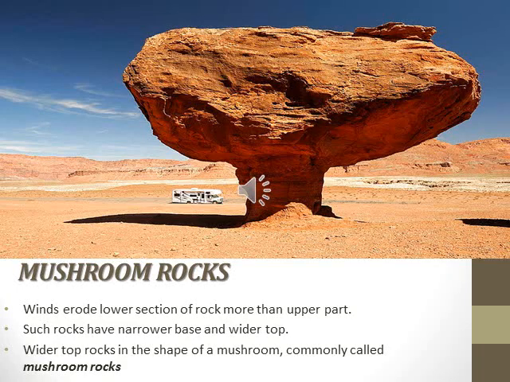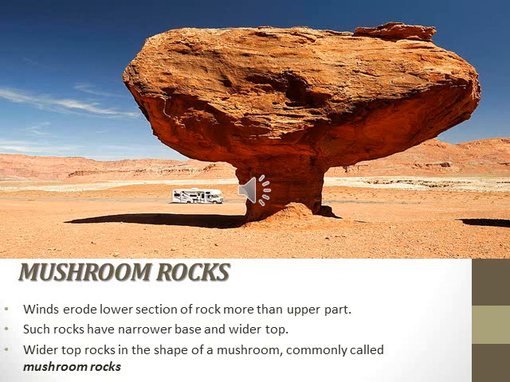The first landform is the mushroom rock, which is seen in the desert region. When the wind blows in one direction, it erodes the lower section of the rock more than the upper part. The rocks in the desert region are sometimes made of hard and soft rocks. The upper part is hard and the lower part is soft. So when the wind blows over these rocks, the lower soft part gets eroded more than the upper part. Such rocks have a narrow base and a wide top. You can see in this picture that the bottom of the rock is narrow, but the top is wider.